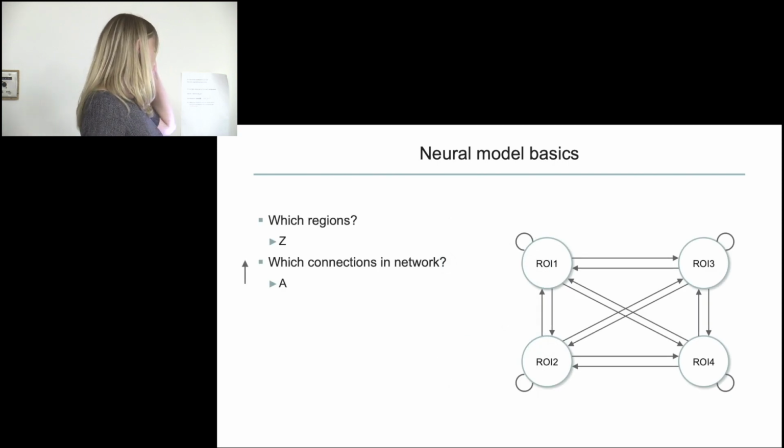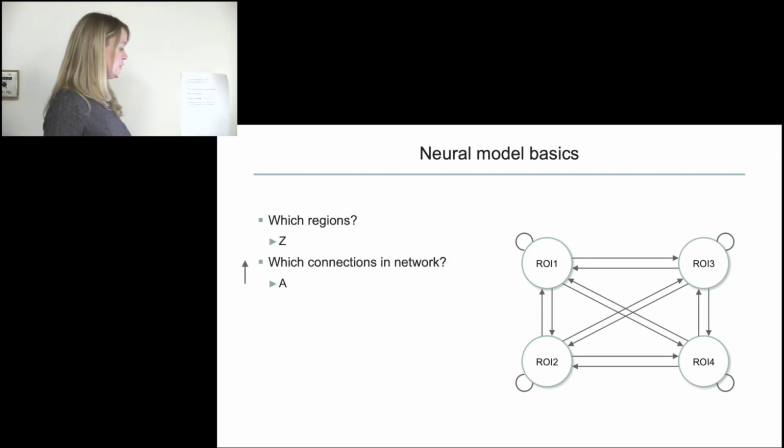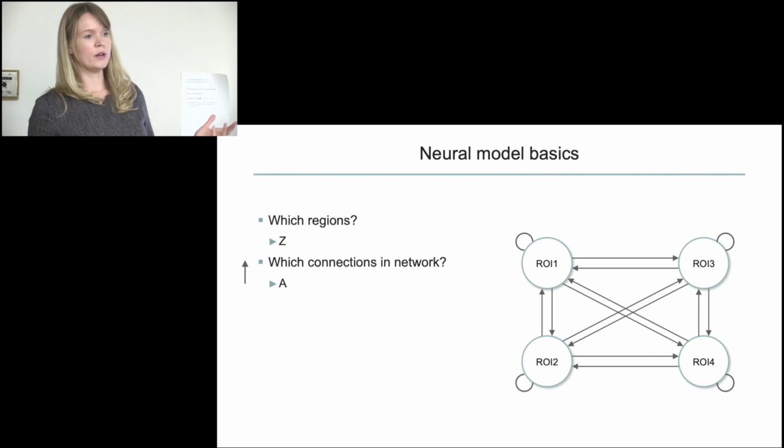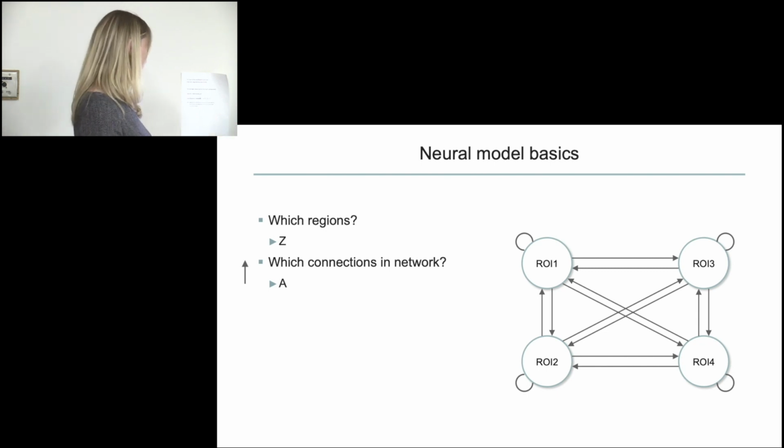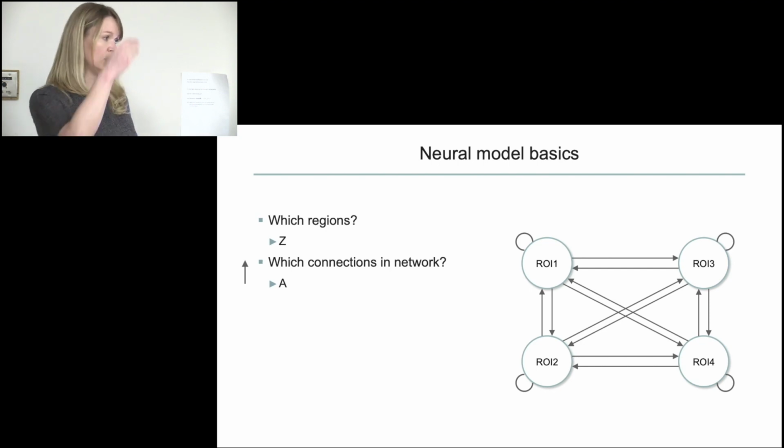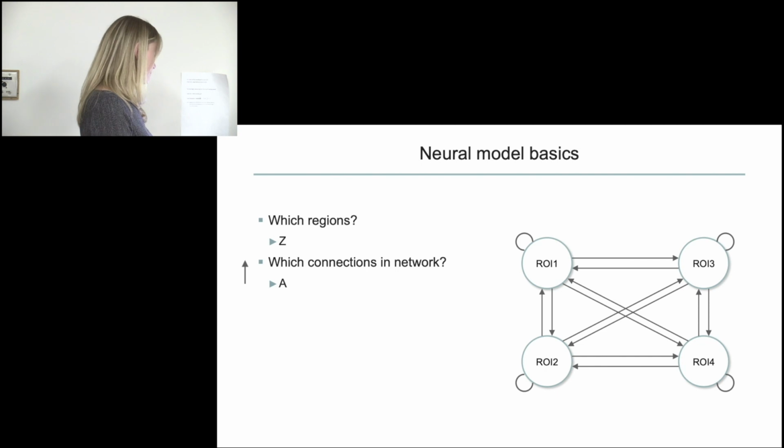Okay. So in terms of applying the data, what you need to do is, first of all, decide which brain regions are important for you. That gives rise to the vector Z, that is just in rows, all the brain regions that you're going to look at. And then you're going to specify which connections are present in your brain network, so all these gray arrows. And that is the so-called A matrix.